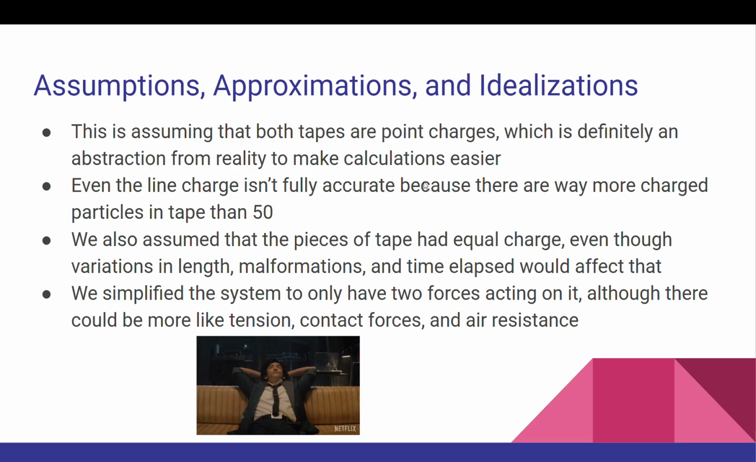As for my assumptions and errors, this is assuming that both tapes are point charges, which is definitely an exaggeration and abstraction from reality to make calculations easier for us. And even the line charge isn't fully accurate because there are way more charged particles than just the 50 we show in this model. And we also assumed that the pieces of tape had equal charge, even though variations in length, malformations, and time elapsed would affect that a lot.